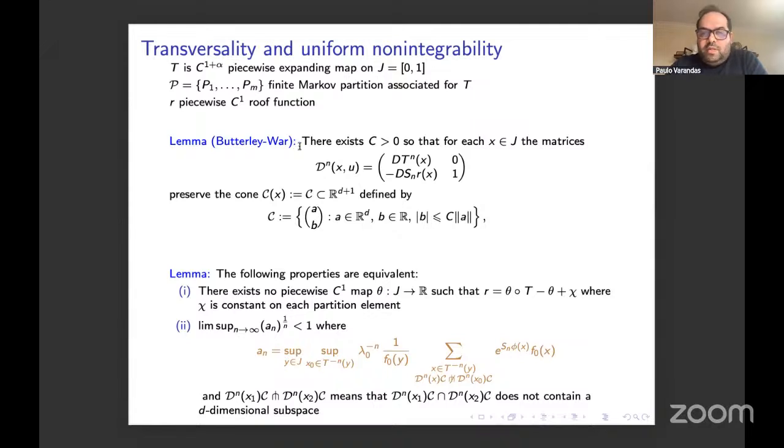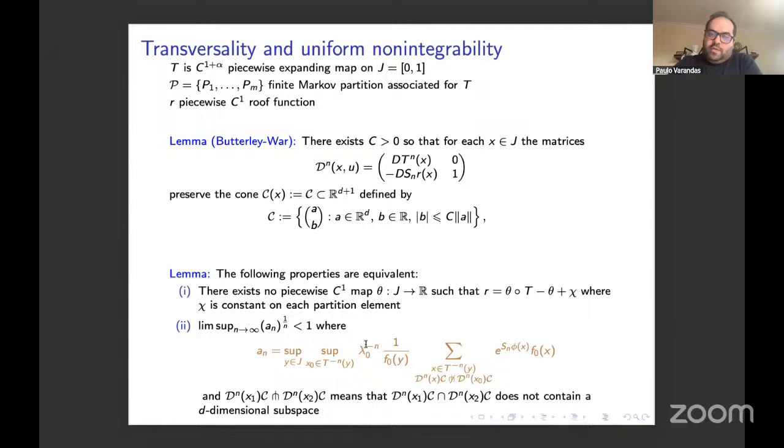Butterley and War did this. So they noticed that if you consider a suspension semi-flow over a piecewise expanding map, then the base dynamics has domination. So this is dominated because the base dynamics is expanding and the center direction is neutral. Hence, if you take the derivative of this map, it will have this form, and these cones, which are centered on the vertical direction, are preserved. And you can translate transversality.